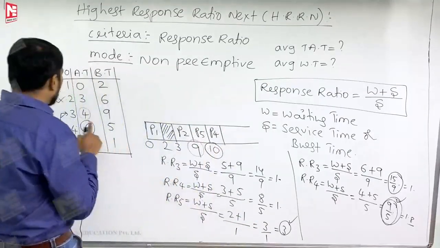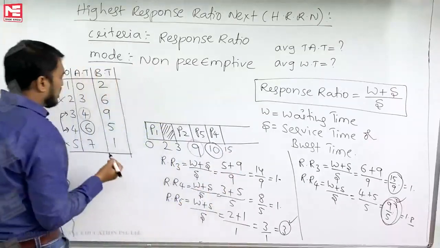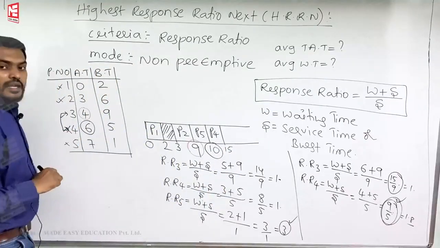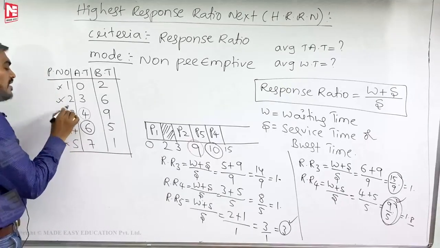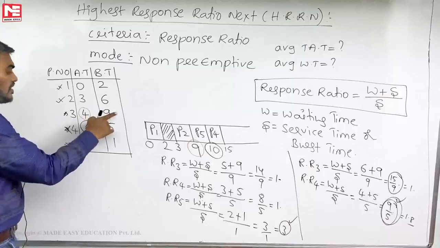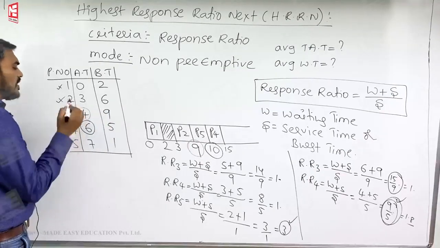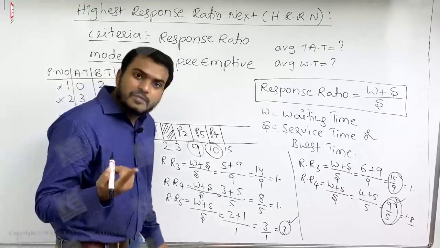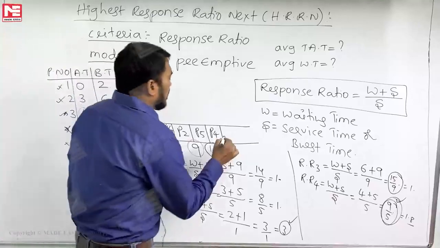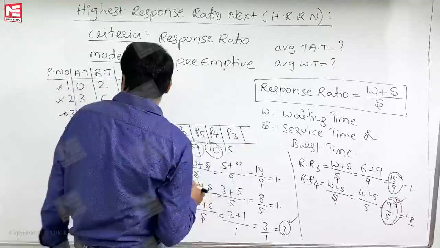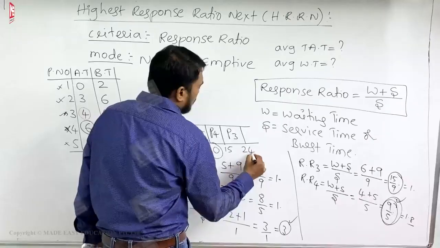P4 requires how much time here? 5. So 10 plus 5, how much is that? 15. Now P4 completed. And next, the last one is what? P3. Okay, understand here. Last one is P3. P3 requires how much time here? 9. Only one process is pending, so no need to calculate any response ratio. So directly take up P3 next. P3 requires 9, so 15 plus 9. How much is that? 24.